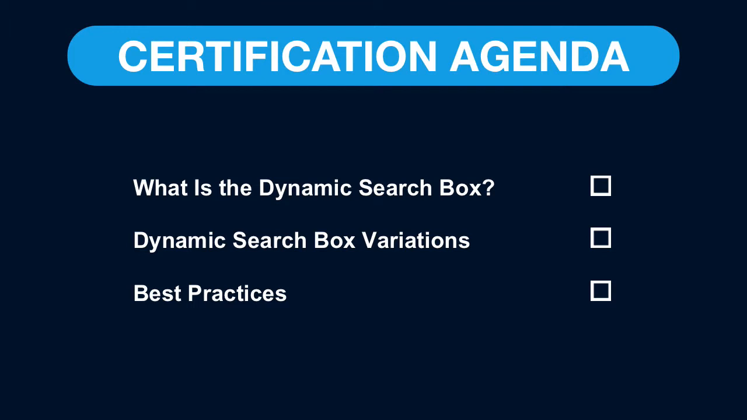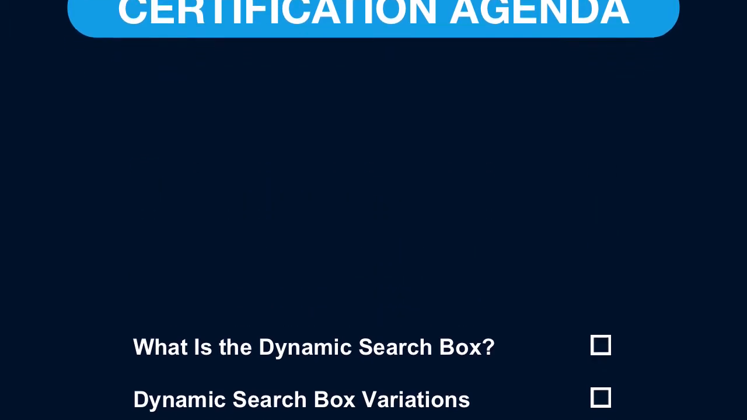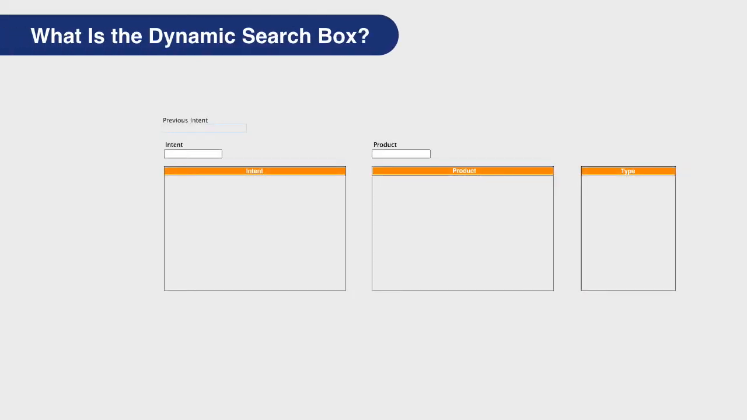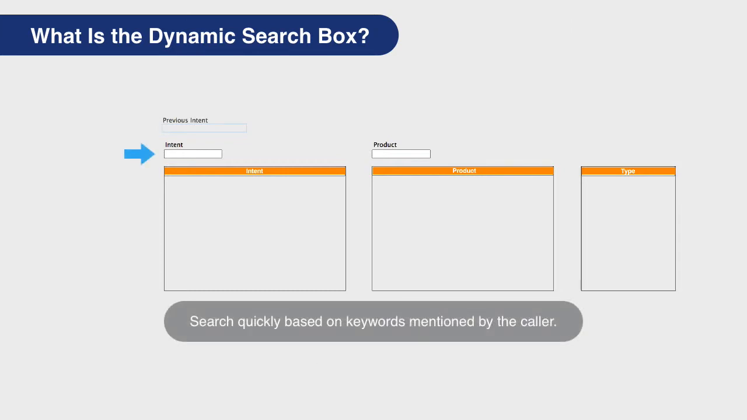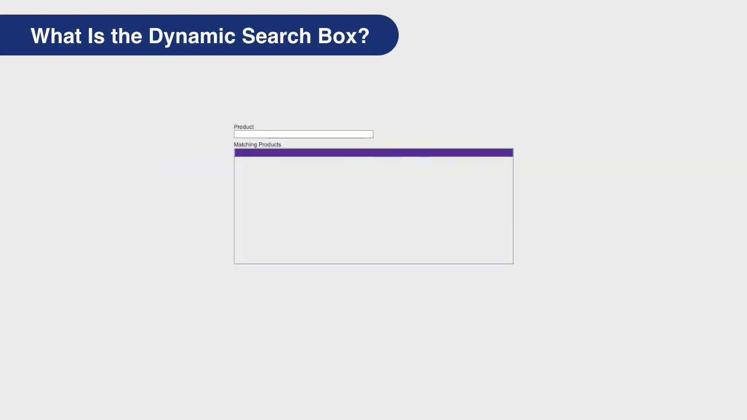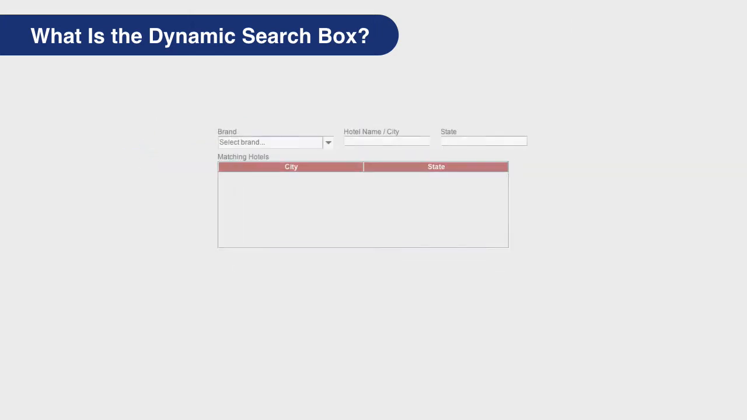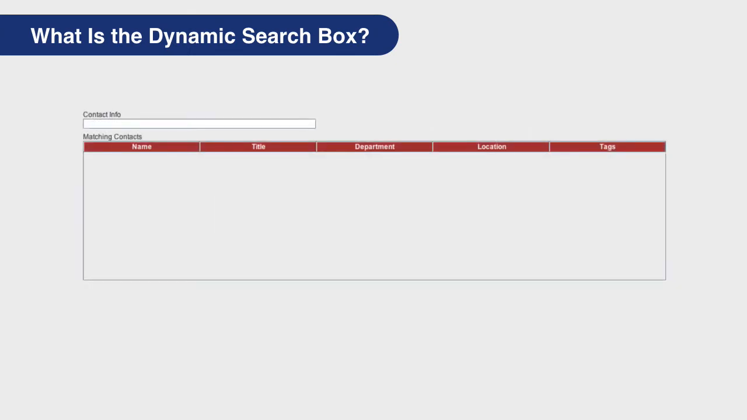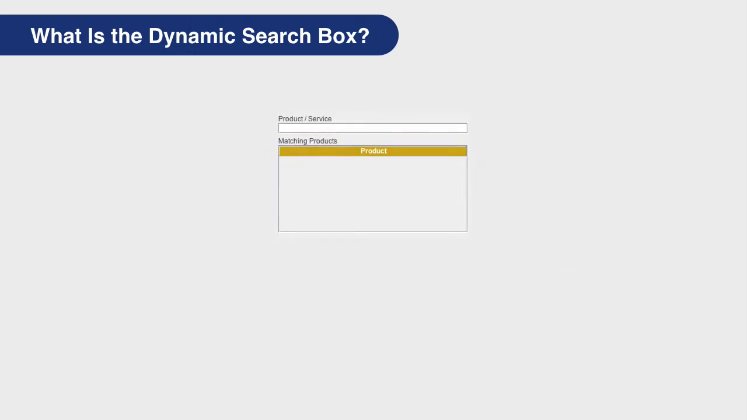This module covers what a dynamic search box is, as well as their variations and best practices for using them. This is the dynamic search box, alternatively known as a search box or DSB. It allows you to search quickly for items based on keywords mentioned by the caller. Dynamic search boxes' appearances can change slightly from application to application, but their basic purpose and functionality remain the same.